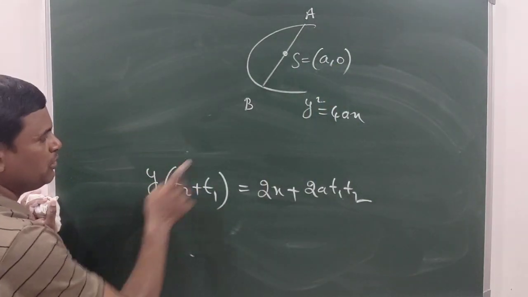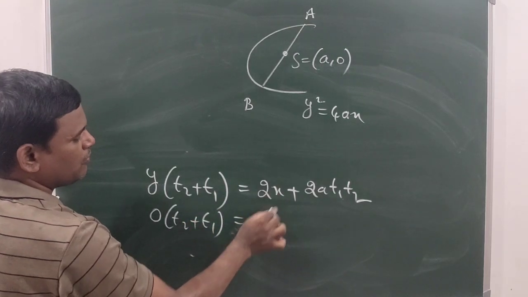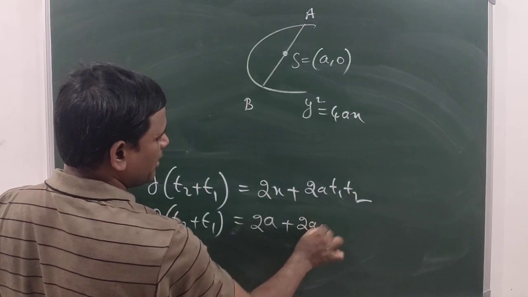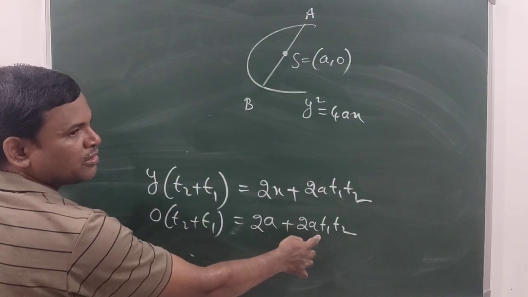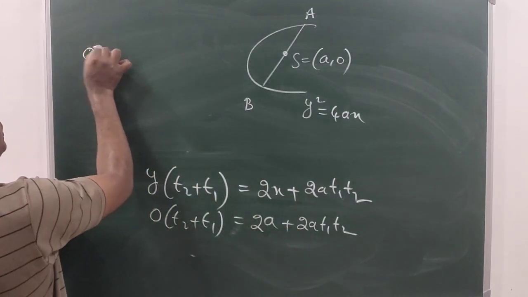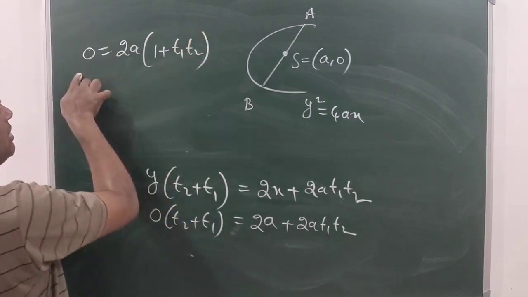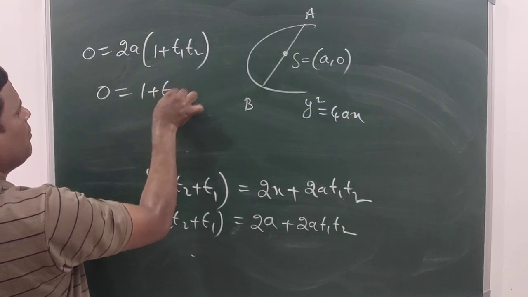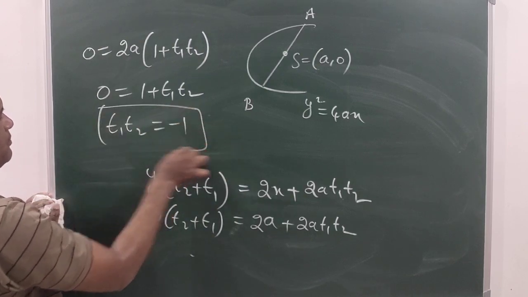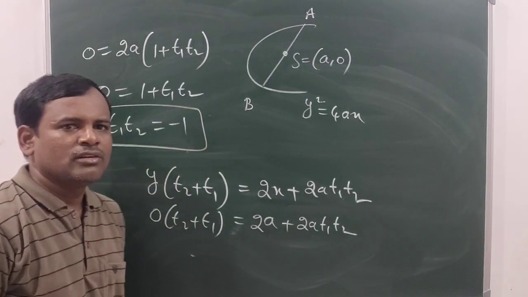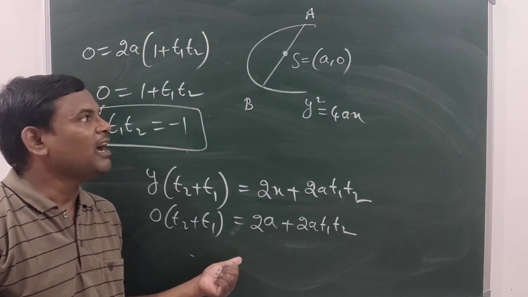Now put y equal to 0: 0 of (t2 + t1) is equal to 2 of a plus 2a t1 t2. 0 into something is 0, so what is left? Take 2a common from these two terms: 0 is equal to 2a of (1 + t1 t2). When you bring this to the left side, 0 is equal to 1 plus t1 t2. Now t1 t2 is equal to minus 1. So this is the required condition for this chord to be a focal chord.